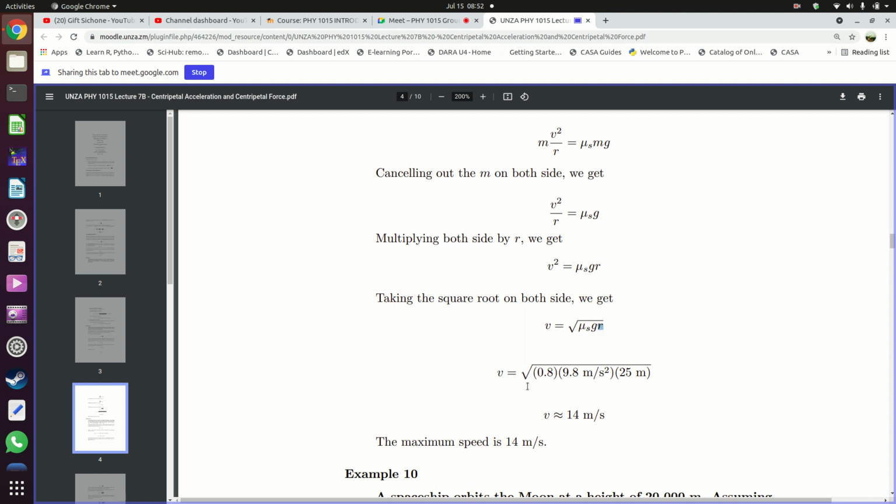So in this case, when we substitute our values, the coefficient of friction given is 0.8, the acceleration due to gravity is 9.8 meters per second squared, and the radius is 25 meters. So you end up with a velocity which is approximately 14 meters per second. This relationship is very, very important.